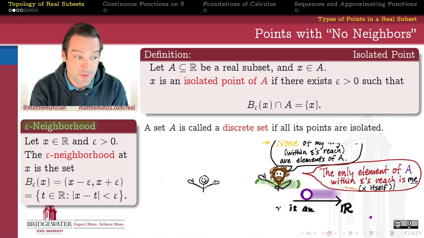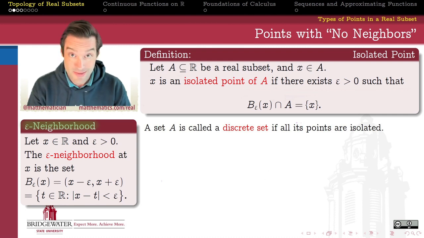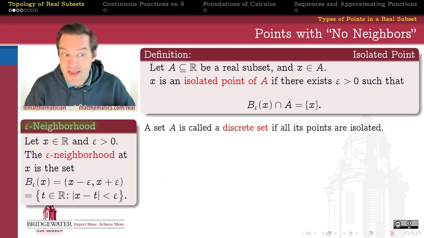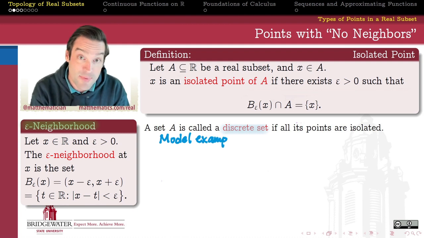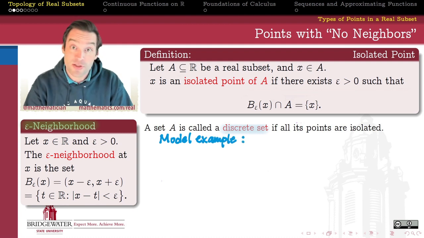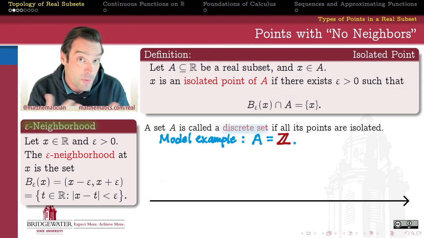Let's look at some examples. If I have a set all of whose members are isolated points, so my set consists only of these isolated points, then we call that set a discrete set. So if all of its points are isolated, the set gets to be discrete. And a model example for a discrete set is the set of integers as a subset of the real numbers.